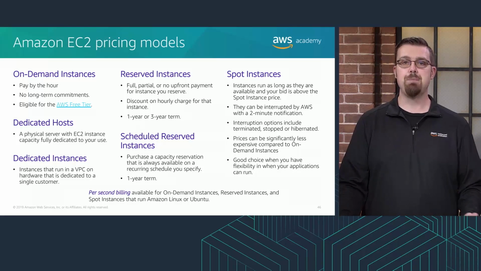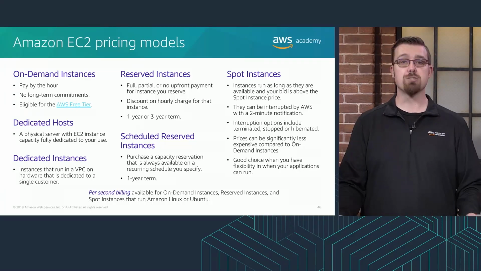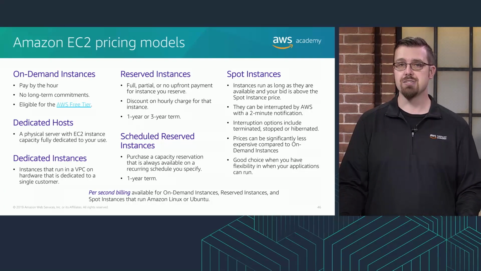Spot instances enable you to bid on unused EC2 instance capacity, which can lower your costs. The hourly price for a spot instance fluctuates depending on the supply and demand. Your instance runs whenever the bid exceeds the current market price. It is important to note that per second billing is available, but only for on-demand instances, reserved instances, and spot instances that run on Amazon Linux or Ubuntu.